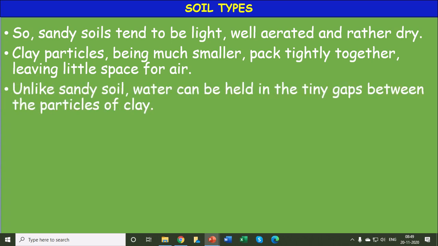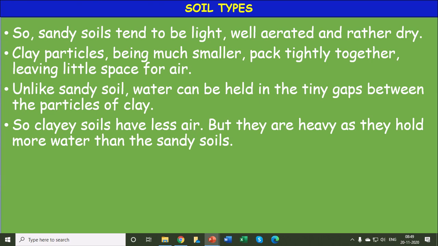So unlike sandy soil, water can be held in the tiny gaps between the particles of clay. Whereas in sandy soil there are more spaces, so the water can easily move. But here, very tiny gaps are present in the clay soil, so water is held. Clayey soils have less air, but they are heavy as they hold more water than sandy soils.